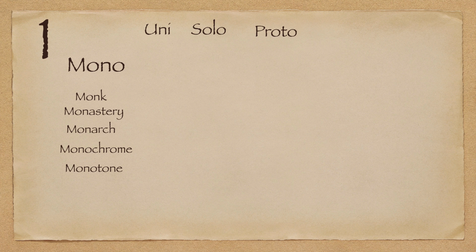Another use of monotone is, for example, if you do the same thing every day, you're bored in your routine. So you can also say your life has become monotonous because it has the same tone. There's not much happening.